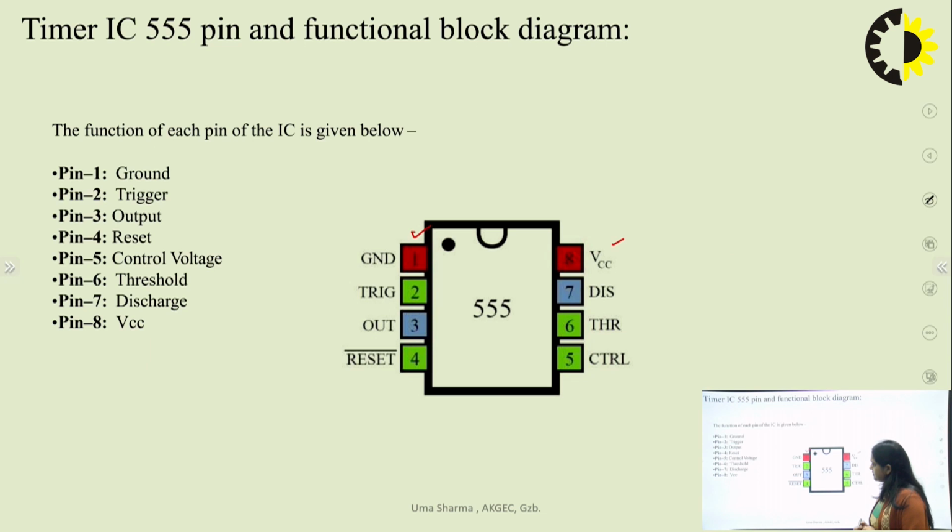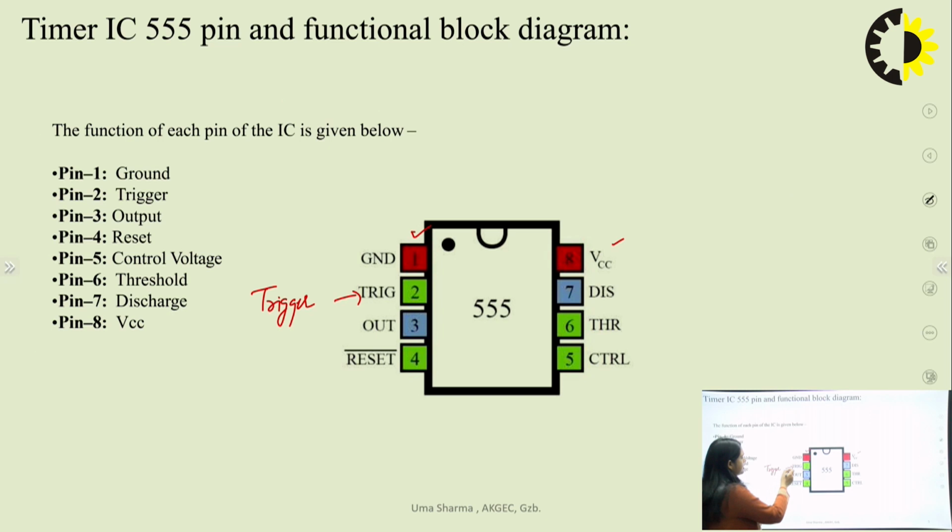Now let's see what pin number 2 is. Pin number 2 is used to provide the trigger. If we want to apply some external input, then we'll use this trigger pin. So pin number 2 is known as the input pin on which we can apply a trigger. Pin number 3 is used to take the output. So this is the output pin.